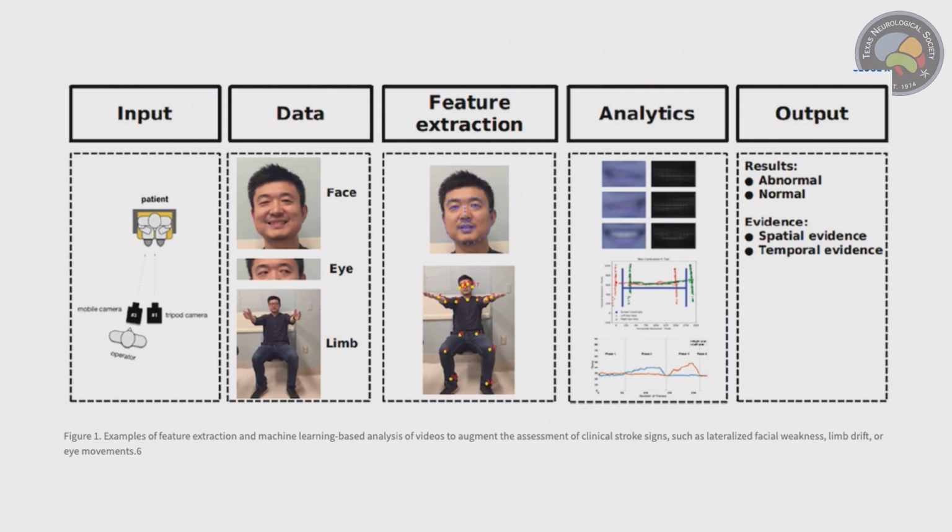So how does it work? Well, there's input of data. First, the patient's data is inputted into this AI-based platform, along with a clinical picture of the patient's phenotypic expression, whether it's face, eye, or limb. And then this model is able to extract certain features that will determine severity on the NIH stroke scale, whether there's a facial droop, whether there's an arm drift, whether there's a leg drift. And then it analyzes, and then there's the output of data, results either abnormal, normal, evidence of either spatial or temporal evidence. All right, so those are some brief use cases.